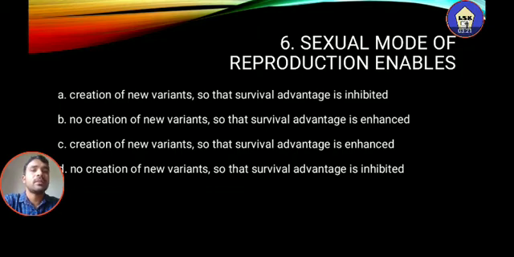So what should be the right answer? Creation of new variants, that should be there. During the sexual mode of reproduction, the new variants will be formed. So the answer should be either A or B. Survival advantage is inhibited in option A. Normally, if there is a new variation, if it is a positive variation, that leads to enhancement of survival. So option C should be the right answer. Option C is the right answer to question number 6.